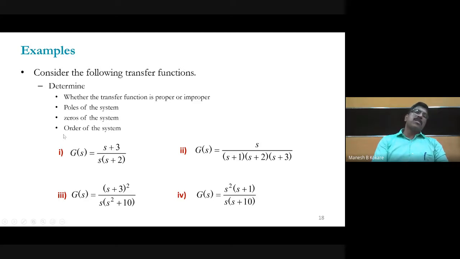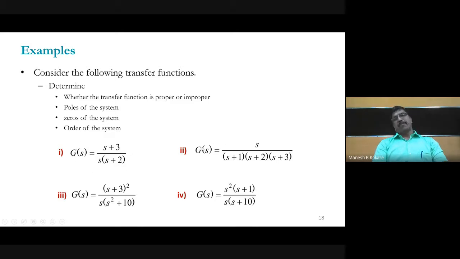The order of the system is nothing but the highest power of the denominator. If you solve this, it will be s square plus 2s, so the highest power of the denominator is 2. So the order of this system is 2, and we can consider this a second order system. It is a proper transfer function. There are two poles located at s equal to 0 and s equal to -2, only one zero located at -3, and the order of the system is 2. I hope you have understood this first example.